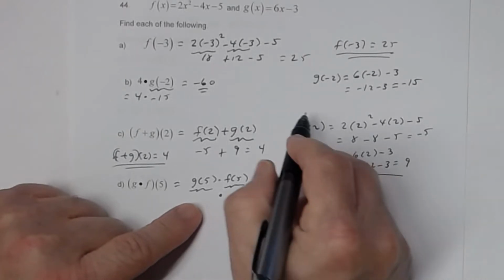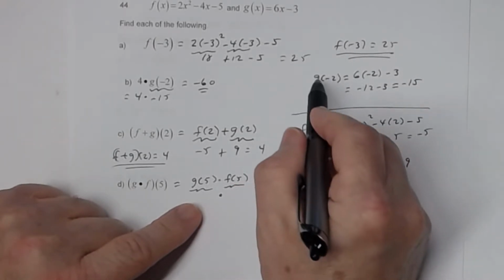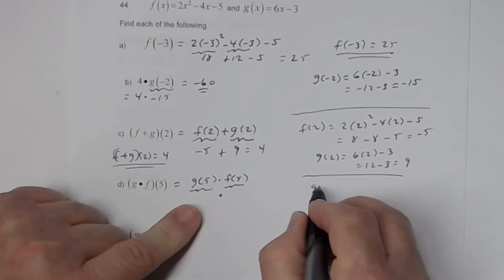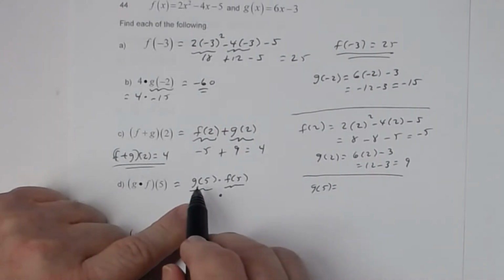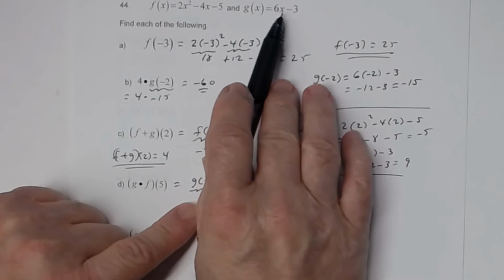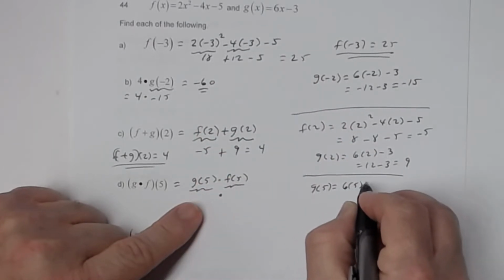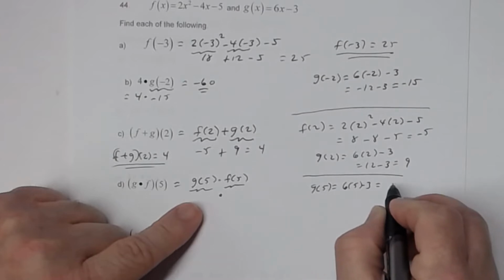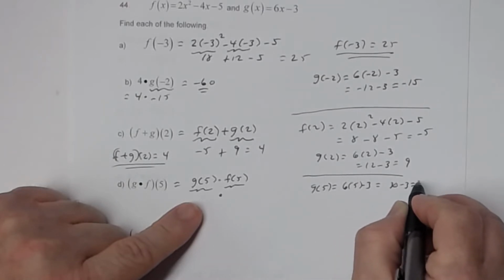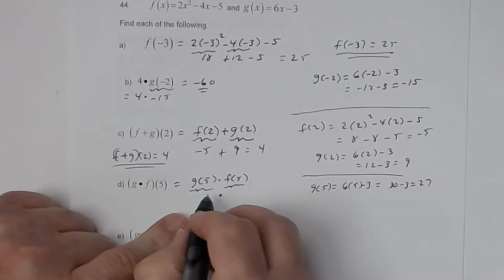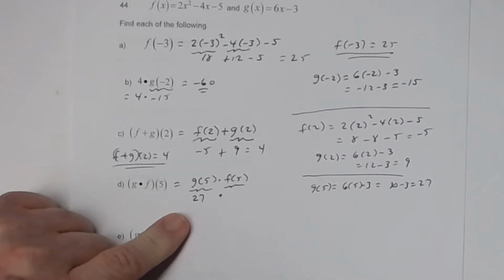So g of 5, let me go ahead and separate those somewhat. All right, so g of 5 will be, I go to my function g, and wherever I see the variable x, I substitute 5. So I get 6 times 5 minus 3. 6 times 5 is 30. 30 minus 3 is 27. So g of 5 is 27.